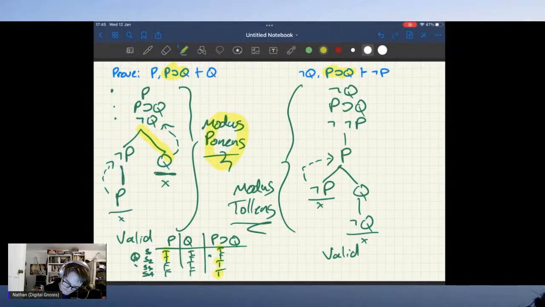So we only have this one model where both premises are true. That's where P then Q is true and P is true. And in that one model, which is our only option, Q is also true. So we can see why that's valid.